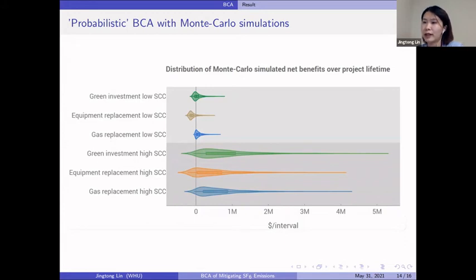Firstly, we can see that when considering uncertainties of all parameters, the net benefits have wide distributions. Secondly, under low SCC, schemes 1 and 3 have a large probability to be positive. However, for scheme 2, the net benefit is hardly ever positive. Thirdly, when we use a high SCC, the relative rankings are still the same, but will have very high probability to result in positive net benefits.